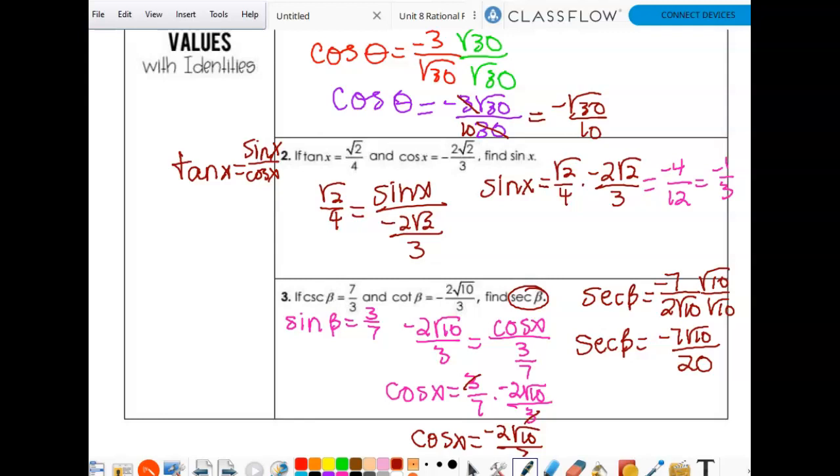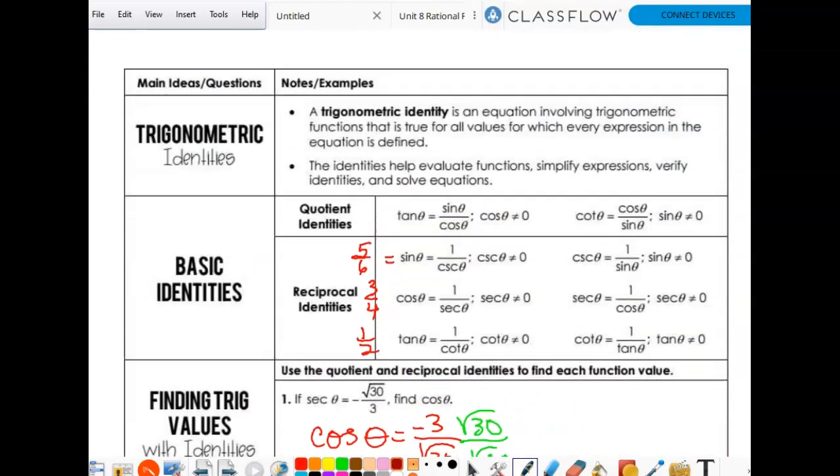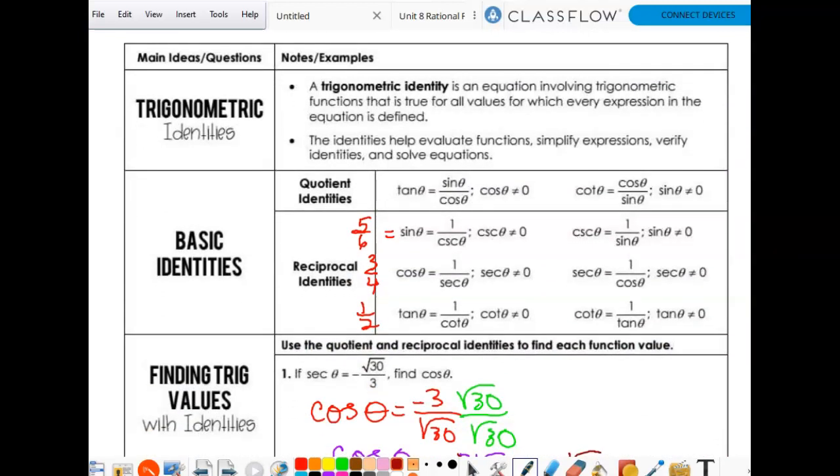So, I'm following these. Okay? And so, the reciprocal means we just flip. So, if I tell you that sine is 5 over 6, then my cosecant is 6 over 5. And if I tell you cosine is 3 over 4, then secant is 4 over 3. I'm just flipping, because they're reciprocal functions. Okay?